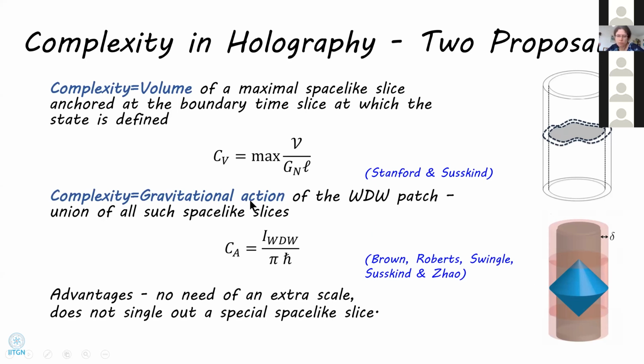The action proposal was said to have a number of advantages over the volume proposal, since it doesn't involve an extra scale, so the units work out better, and it doesn't single out a special space-like slice. But I will tell you about both of them.